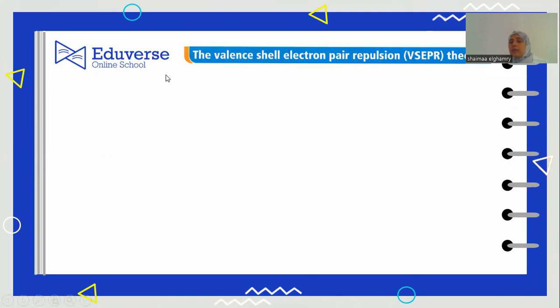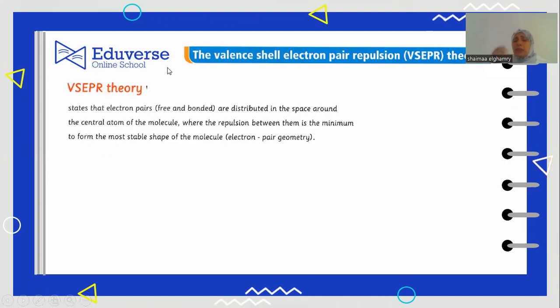Valence shell electron pair repulsion, or VSEPR theory. VSEPR theory is a theory that explains that the electron pairs, whether free or bonded, lone pairs and bond pairs, are distributed in space around the central atom where the repulsion between them is minimal.